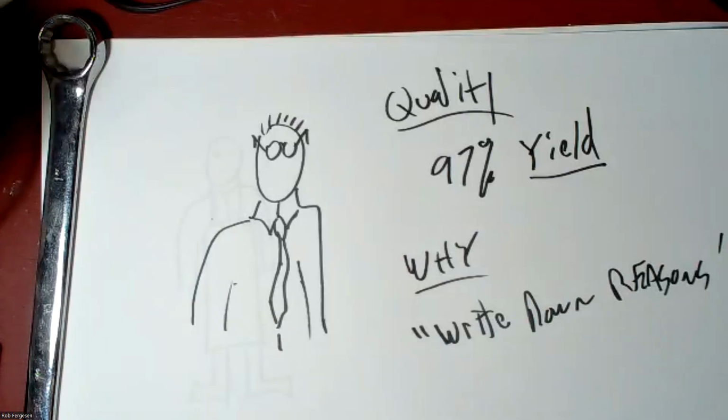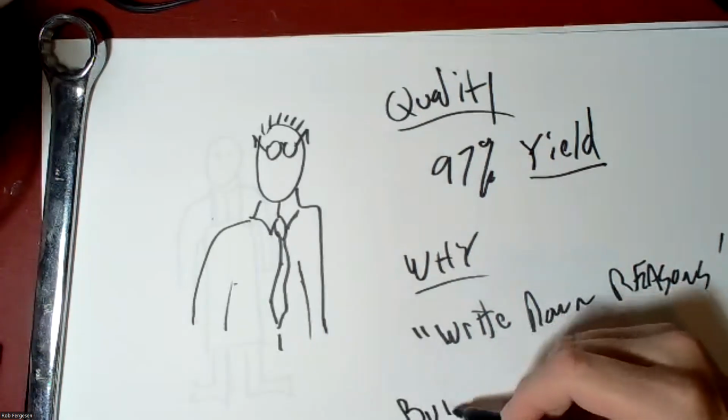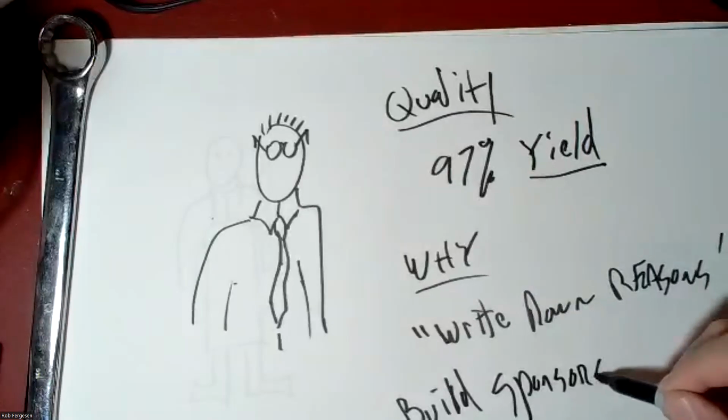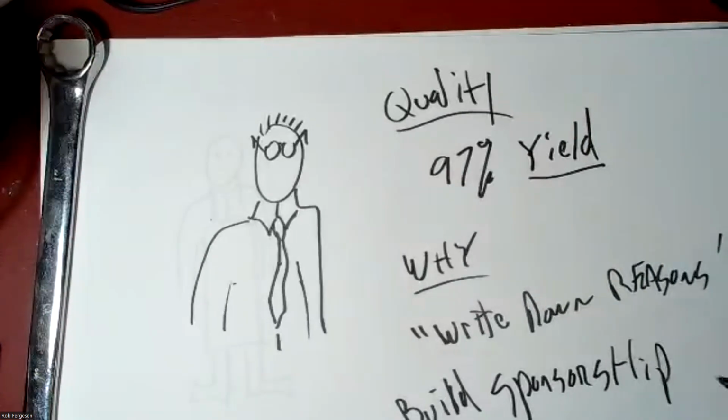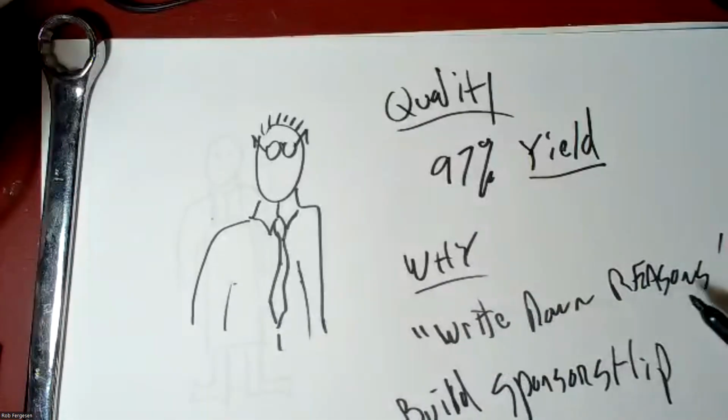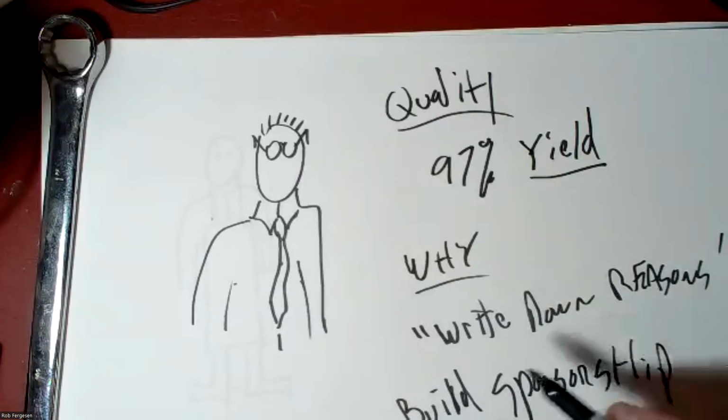Why do we write down all those reasons? Not because these are the actual reasons that you may not get the yield you expect. You're going to write down all the reasons because you're going to be building sponsorship. And you're going to be getting hints on how you can increase the yield using an automated process. You'll be getting hints.